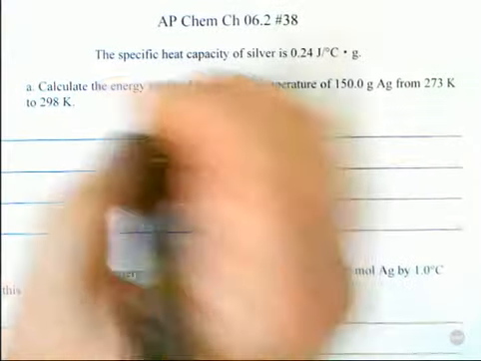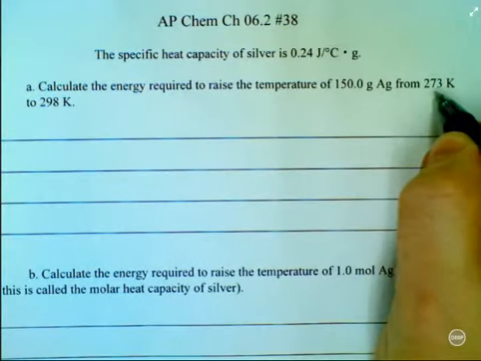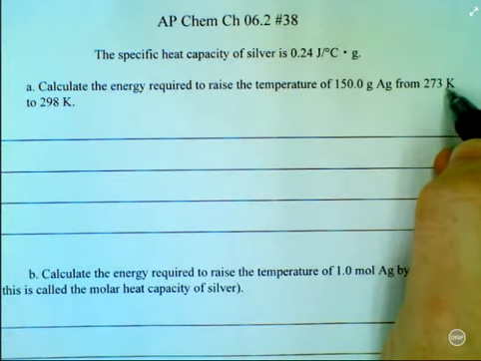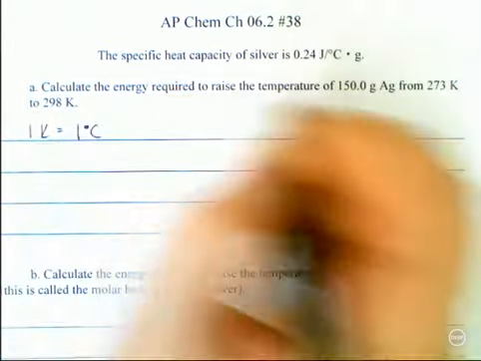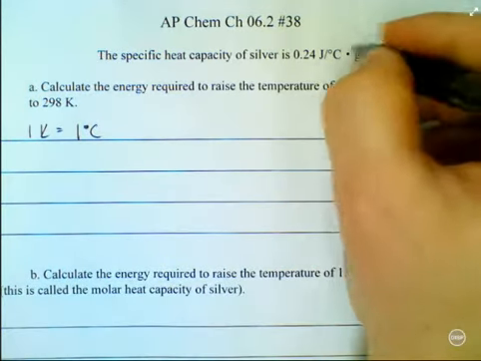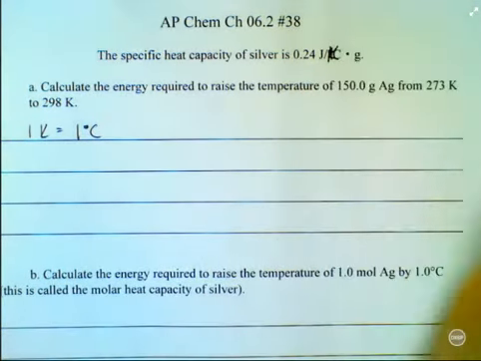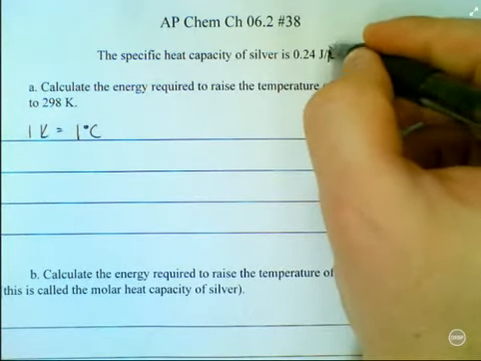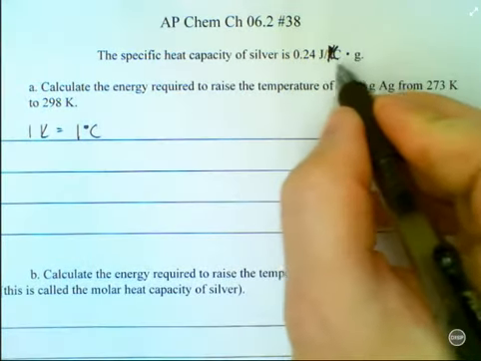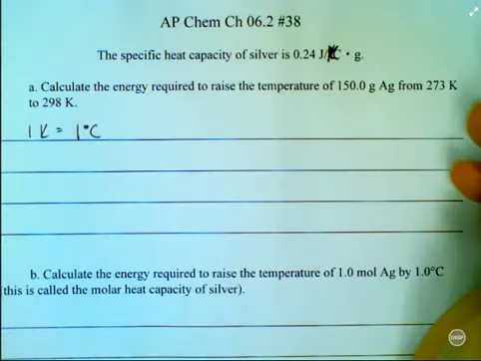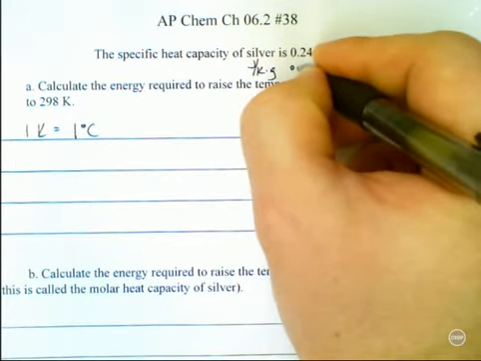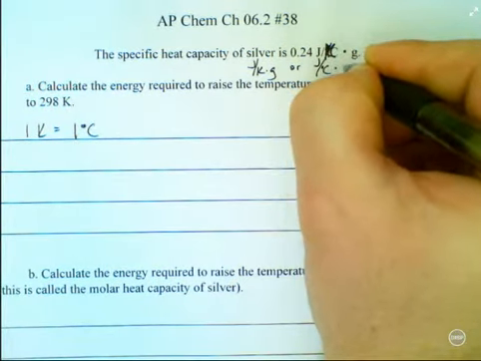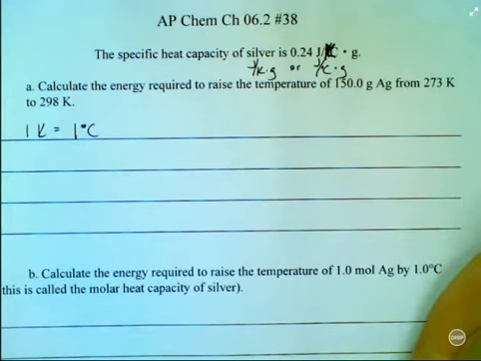Now, I know that I'm making a change in temperature within the Kelvin scale, but 1 Kelvin is the same thing as 1 degree Celsius, so I can interchange the degree Celsius in my units for specific heat capacity with Kelvin, and it's no issue. So joules per Kelvin gram is the same thing as joules per degree Celsius gram. No big deal, because 1 Kelvin is the same thing as 1 degree Celsius.